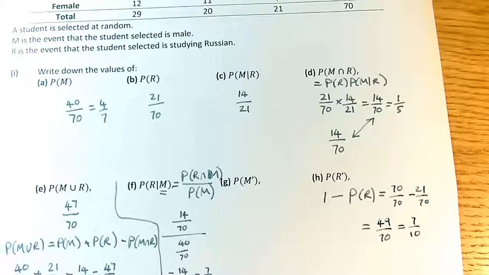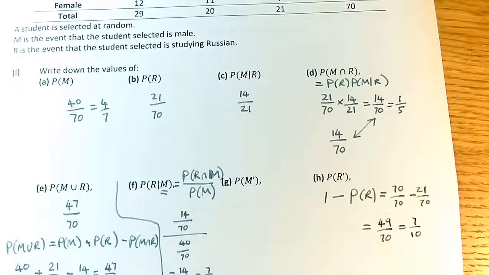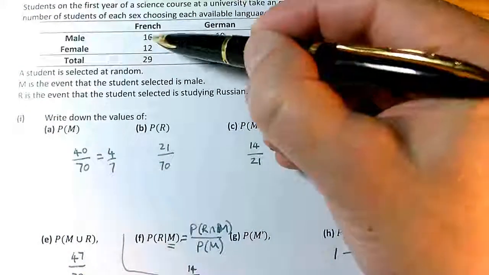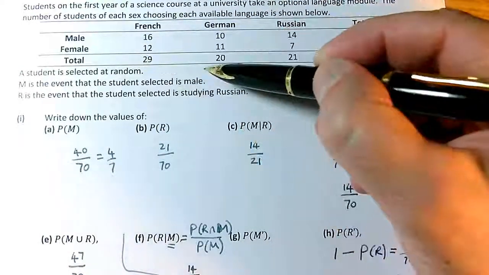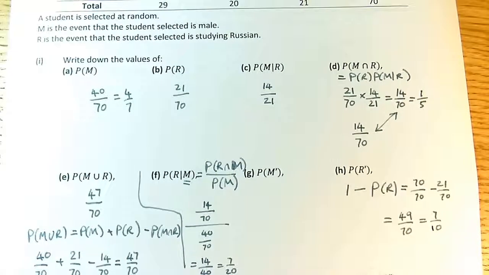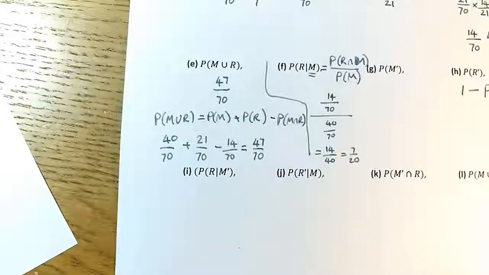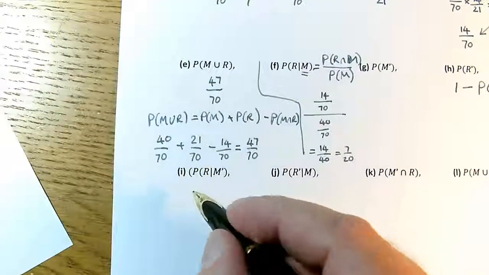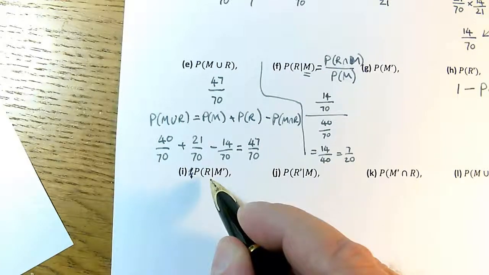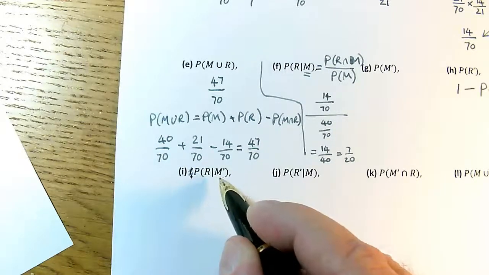0.7. Okay, so I can do it from the previous answer, or if I wanted to, I could add up all of the students here, French and German students. I could add up the 29 plus the 20 to get my 49 over 70 that way. Okay, and the next one, the probability of studying Russian given that I am not male.